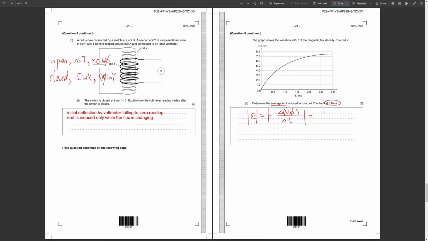The change in flux linkage is also known as N times B times A, and then divided by t. The N is the number of turns, which is 5 turns on the left-hand side. The magnetic flux density is roughly 7.5 times 10 to the power of negative 3. The area is 6.4 centimeters squared, which is 6.4 times 10 to the power of negative 4 meter squared. The time it took is 3 times 10 to the power of negative 3. Put these into your calculator, and you will get 8.0 times 10 to the power of negative 3 volts.